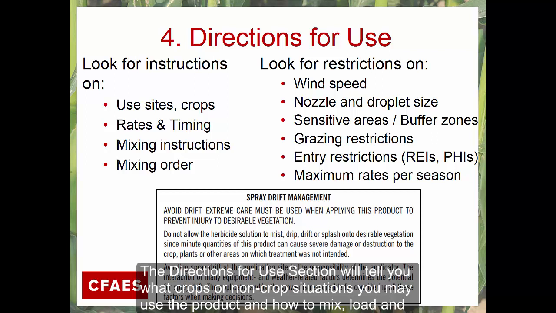Note, just an example that came out of the directions for use at the bottom of the slide is a whole section on spray drift management.